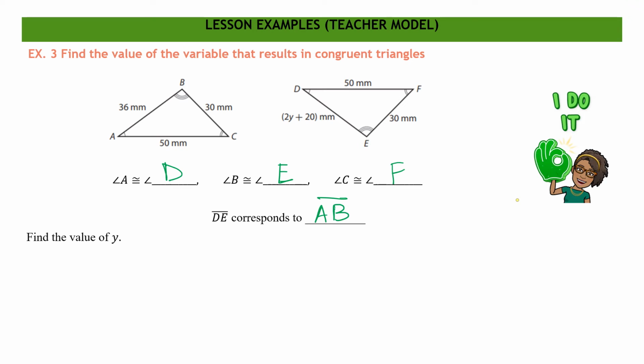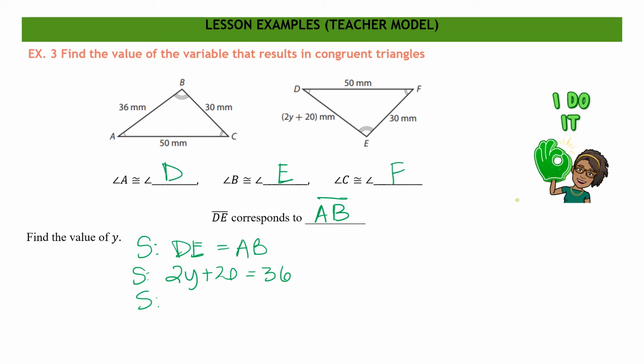So to do that, we're going to set up an equation. So let's set up to say that side DE is equal to side AB. DE we see in the second triangle as being 2y plus 20, and AB we see as being 36 millimeters. Now we're just going to solve for y and then show, based on what we saw for y, if in fact these two sides are congruent.